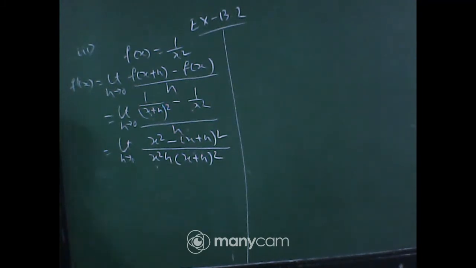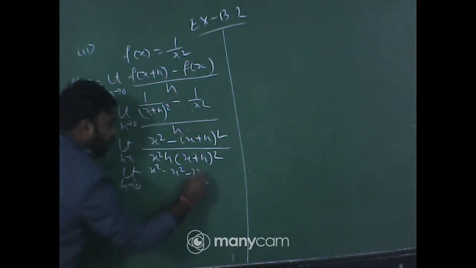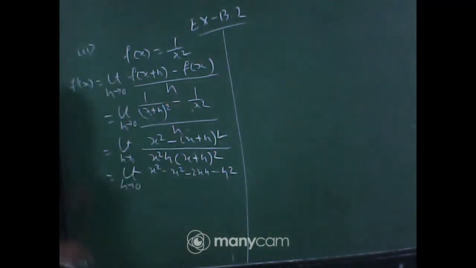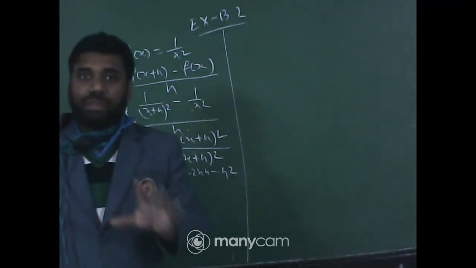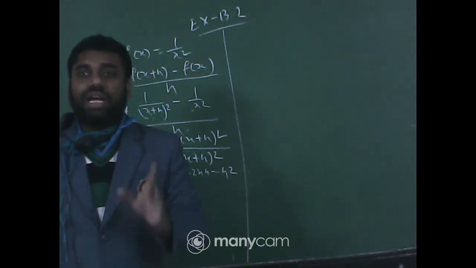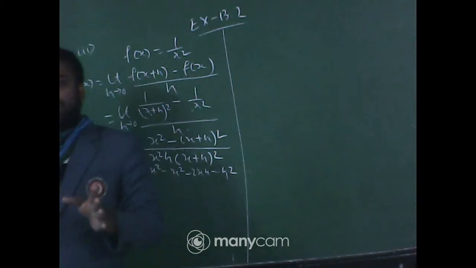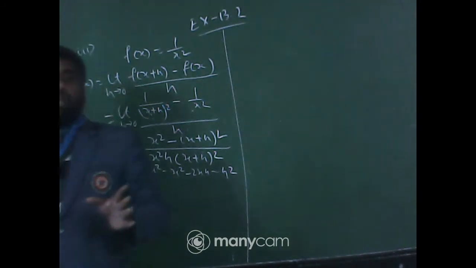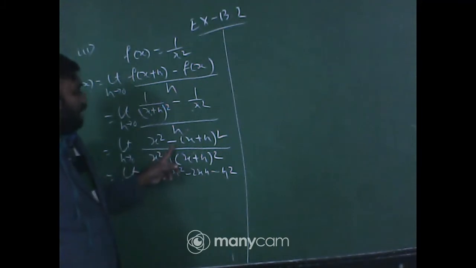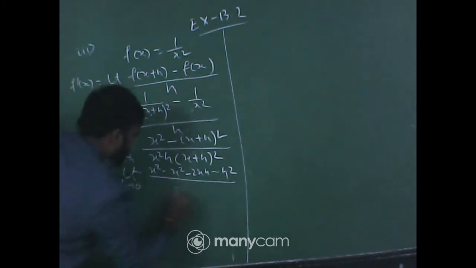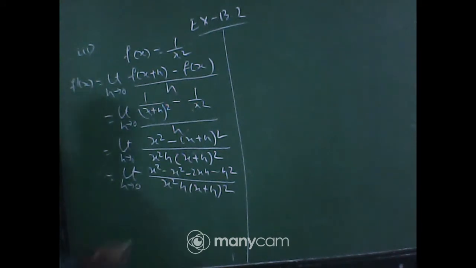Next step, limit h tends to 0, x square minus x square minus 2xh minus h square. (a plus b) whole square is a square plus 2ab plus b square. Here the terms are negative because there is the negative sign, that's why all terms are changed into negative. So by x square h (x plus h) whole square, so x square removed, x square removed.